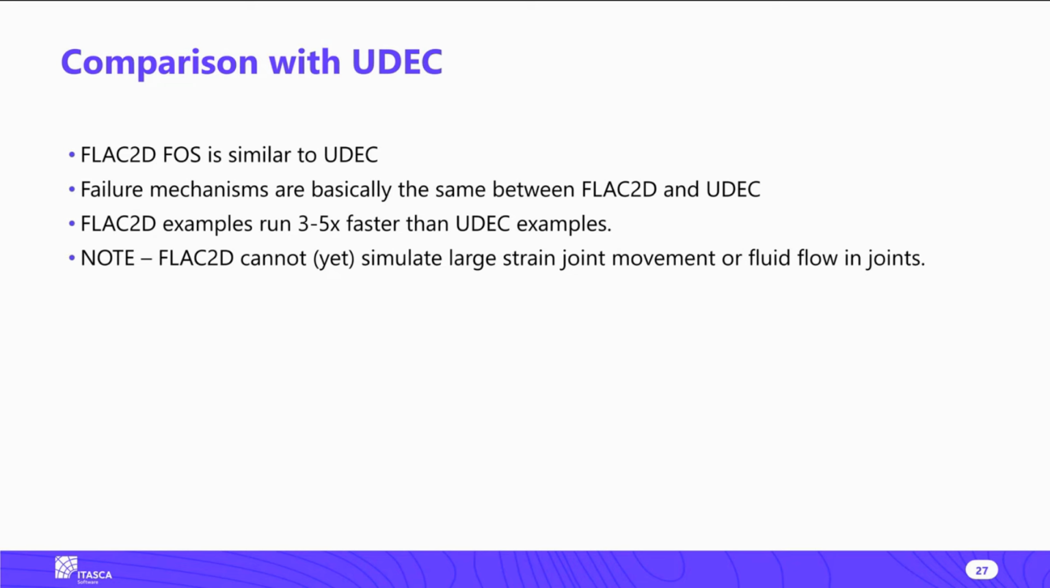Just a couple of words about comparing with UDEC. The factor of safety is quite similar to what we got with UDEC. The failure mechanisms are very similar. I haven't shown the plots here, but the nature of the failure in these things is very similar. But one important thing to note is that these FLAC 2D models run significantly faster than the equivalent UDEC models. And the other thing to note is that you can't do everything in FLAC 2D that you can do in UDEC. We still do not yet have the ability to run these things in large strain, and we do not yet have the ability to do fluid flow in the joints.